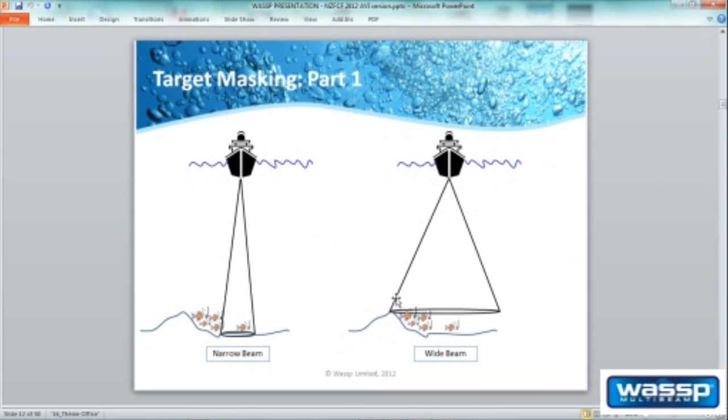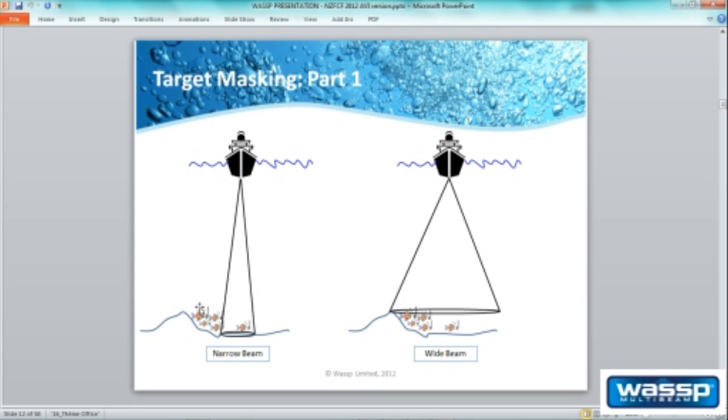So the question in there is why is this the case? And to understand this, we need to look at target masking. So in my crude representation here, we can see that we've got on the left-hand side, we've got a vessel. And it's got a narrow beam, a single traditional narrow beam. And you can see here we've got some fish characters down the bottom. And in this instance, we're only seeing one fish in our beam. Now, on a traditional sounder, what we would get is that we would see this depth and we would see that single fish.